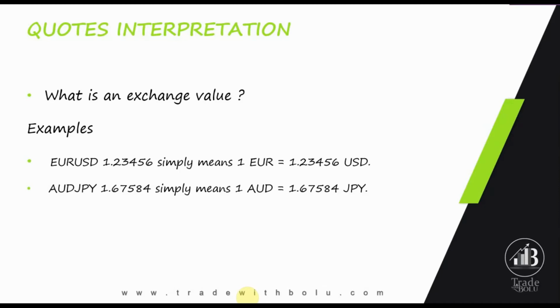So let me give an example now. For example, $1 is equal to 480 naira. So that's going to be USD NGN is equal to 480. Because 1 US dollar equals 480 naira. So that's just a little example on that quote interpretation.